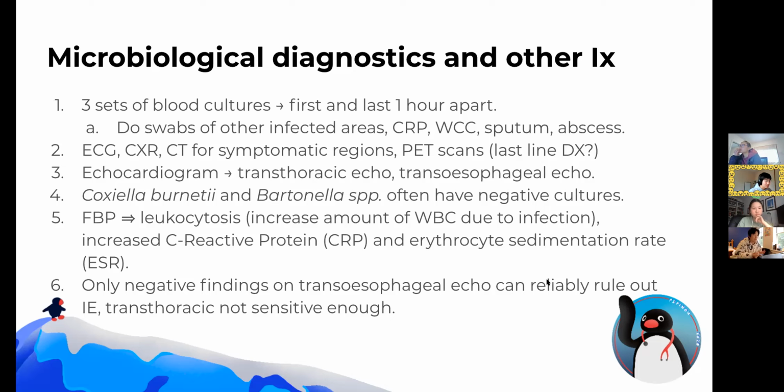And you would probably order bloods as you would with infection. So leukocytosis, that makes sense, right? You have an increased amount of white blood cells as there is increased infection, and also C-reactive protein for inflammation, as well as erythrocyte sedimentation rate, which is kind of the red blood cell and clotting kind of things. Yeah, so that's pretty much it.